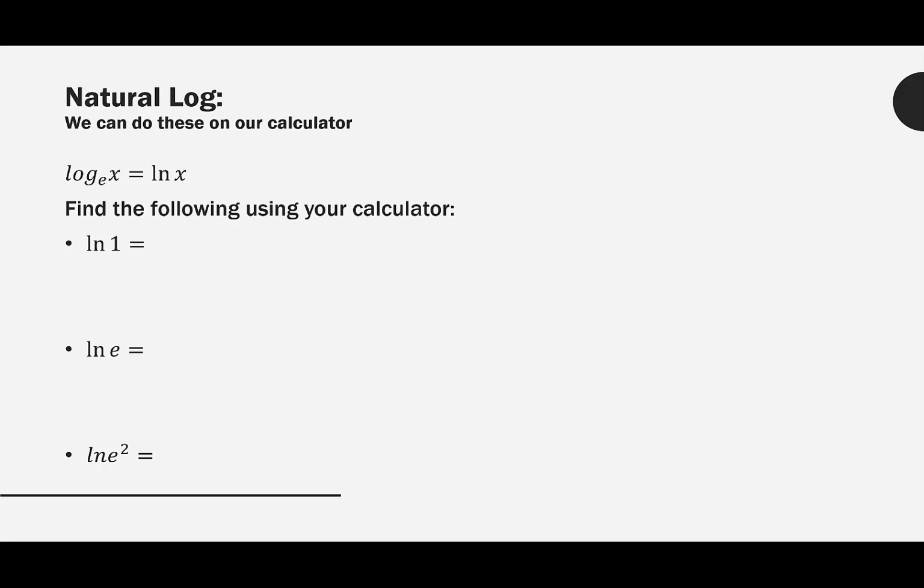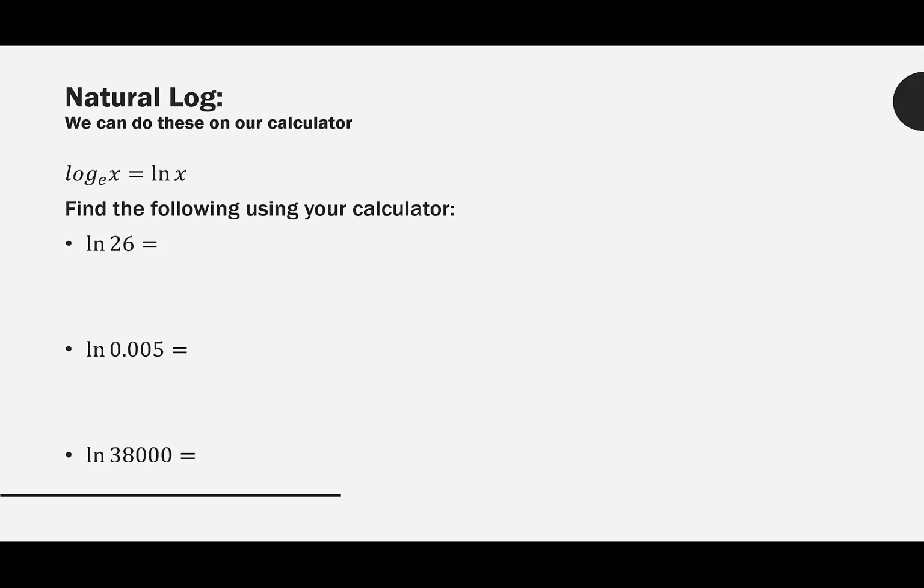We'll start with the natural log of 1, which gives us 0. Natural log of e will give us 1. Natural log of e squared will give us 2. Because natural log and common log are in our calculator, we can use them to find logs of any number. They do not have to be powers of 10 or of e.